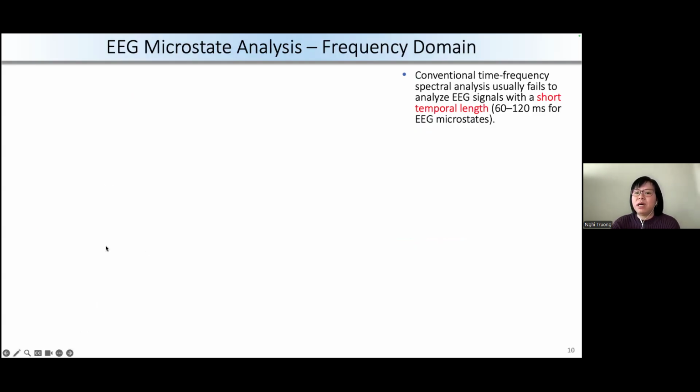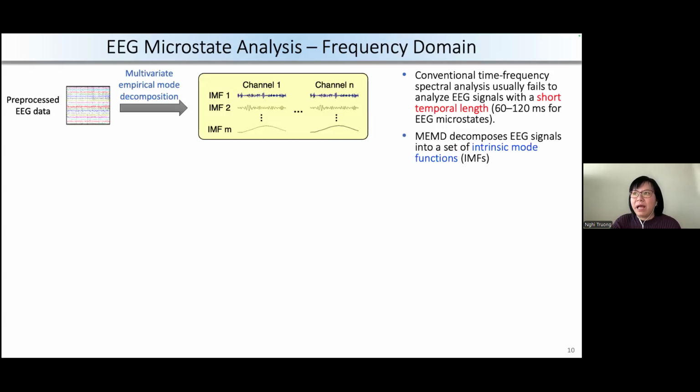In the frequency domain, the most difficult issue is that the conventional time-frequency spatial analysis usually fails to analyze EEG signals with a very short temporal length. In this case, it is 60 to 120 milliseconds for the EEG microstate. Because of that, we use another approach, multivariate empirical mode decomposition, to decompose the EEG signal into a set of intrinsic mode functions. The intrinsic mode functions represent different oscillatory levels embedded in the original signal.